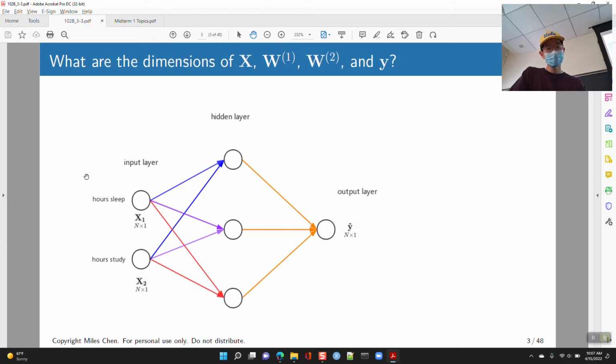All right, so do you remember? So X is n by 2. We have 2 columns, 2 variables in X. What about W1? What are the dimensions of W1?